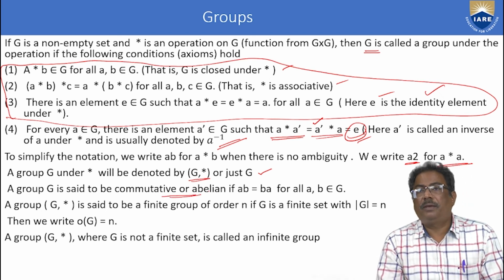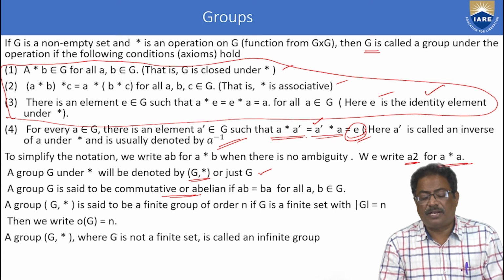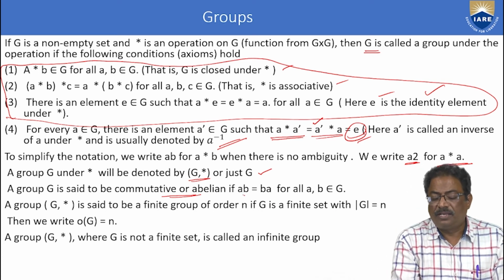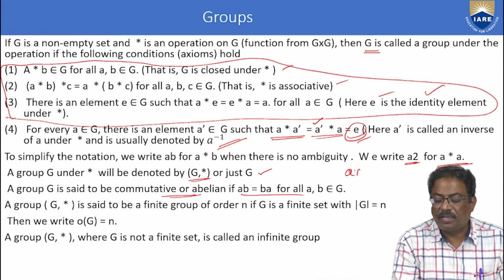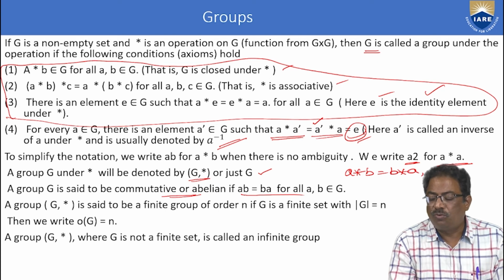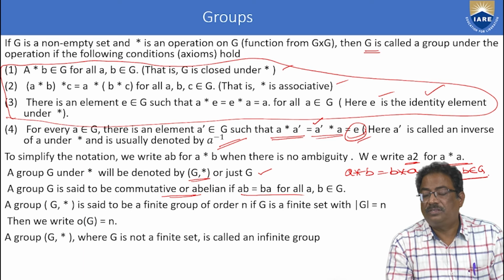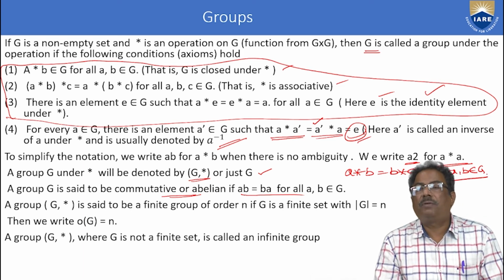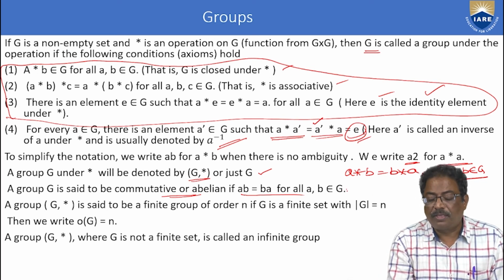A group is said to be an abelian group if, under the same binary operation, it satisfies the commutative law, that is, A star B is equal to B star A. This is true for every A comma B belonging to G. Whenever it is true, we can say that the group is an abelian group.